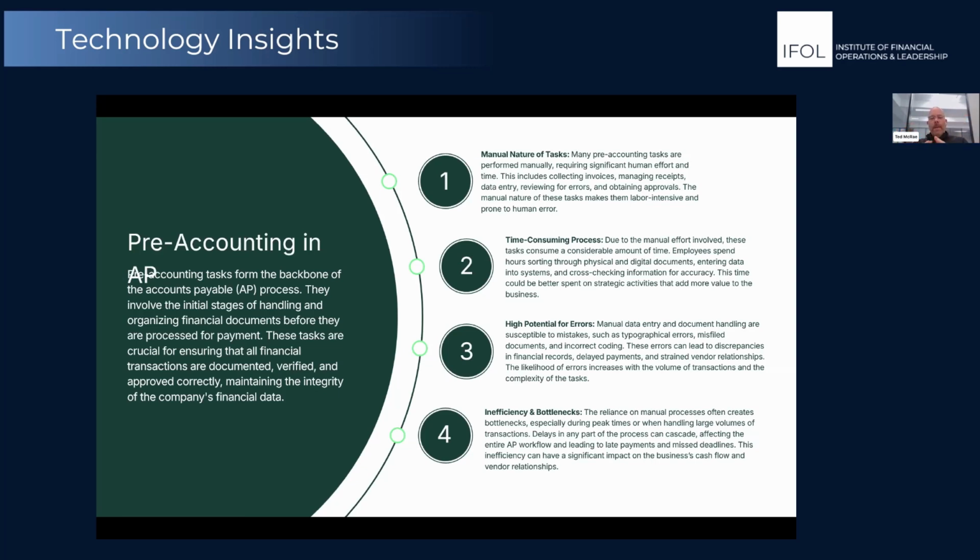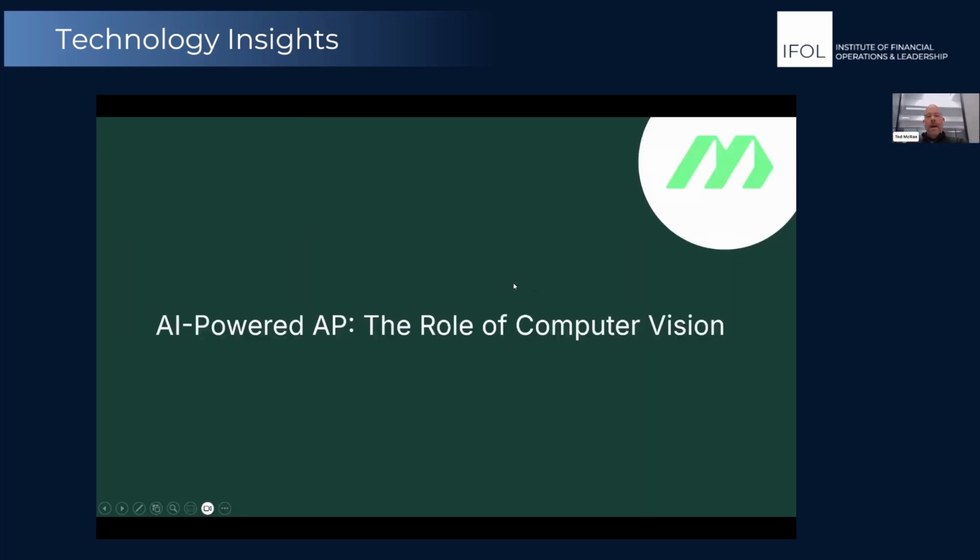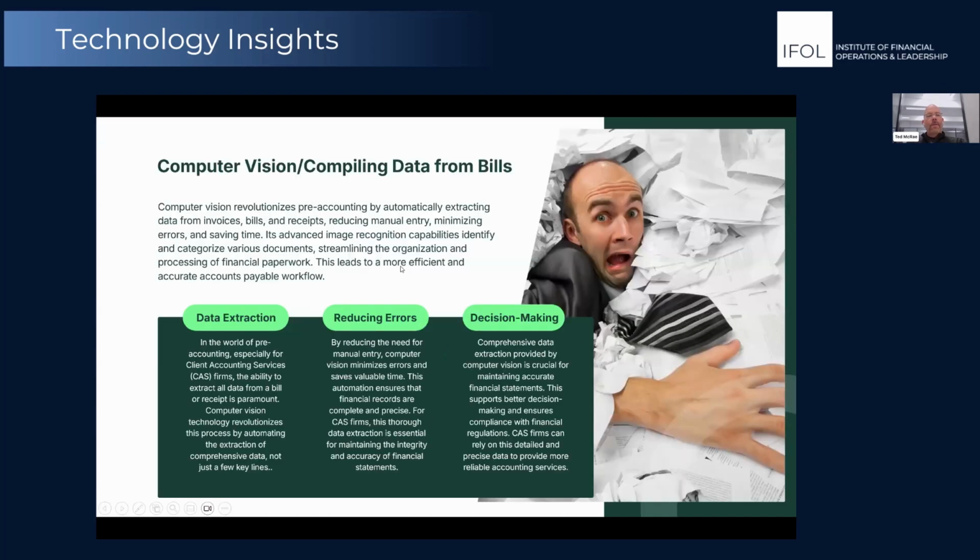And now what we can do is basically delete the inefficiencies and bottlenecks. Remember, I was talking about Fong and the bottlenecks that the AP department had. That's why he created MakersHub, to get rid of those inefficiencies and bottlenecks. So now you can get this information in. Let's take a look at the role of computer vision, because now you can do this data extraction, reduce errors, and create workflows and approval processes based on so much more than just total dollar amount.